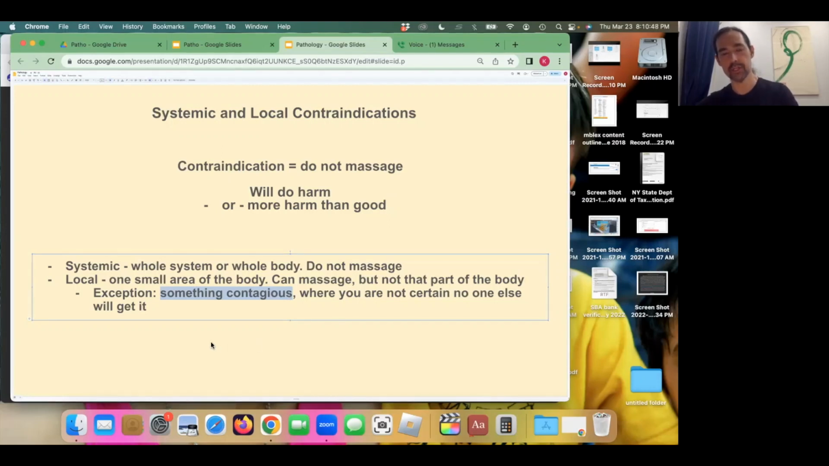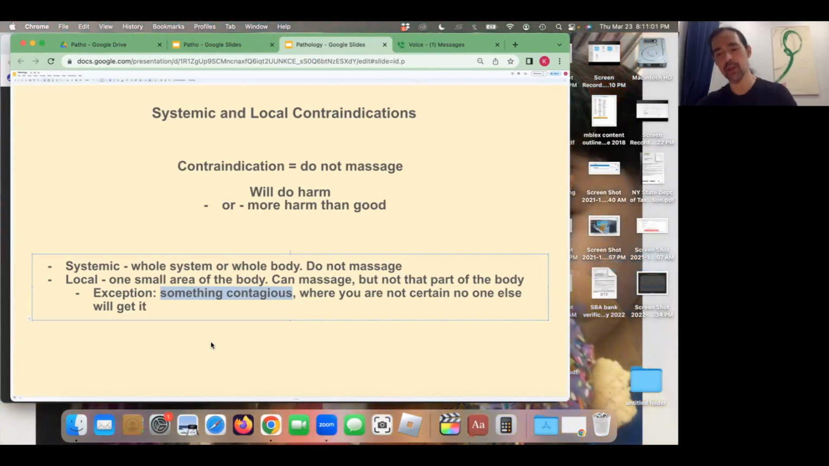So you want to make sure you get as much of that as you can. But there are other things that are contagious enough where there's no way that you can guarantee that someone else will get it. Like a cold, the common cold, a lot of people will go for a massage, and a lot of massage therapists will do a massage when the client has the common cold.